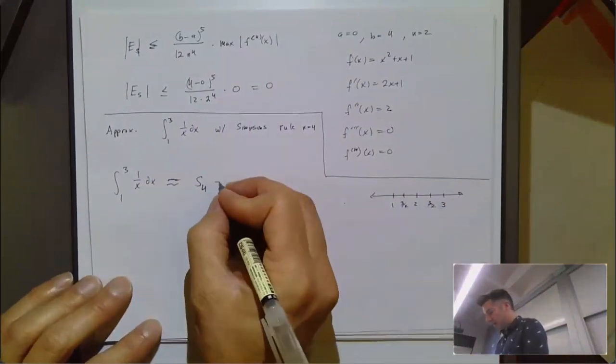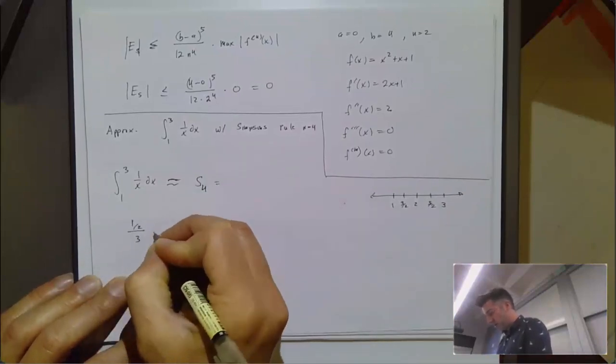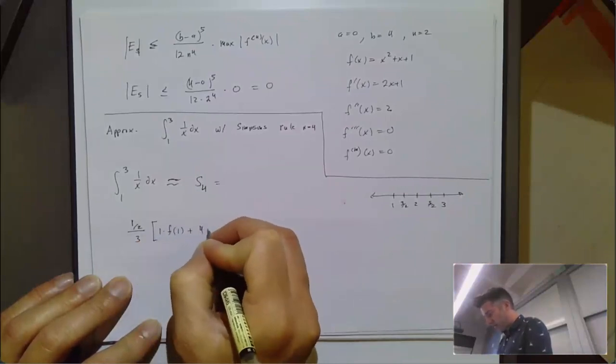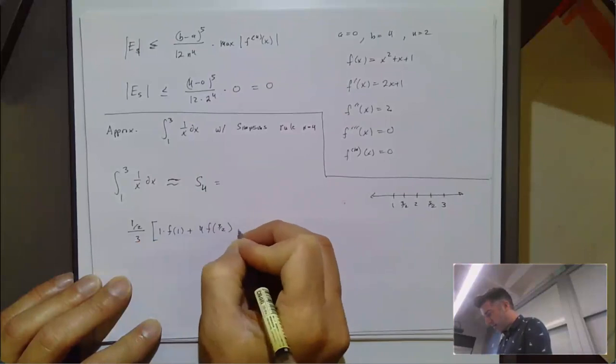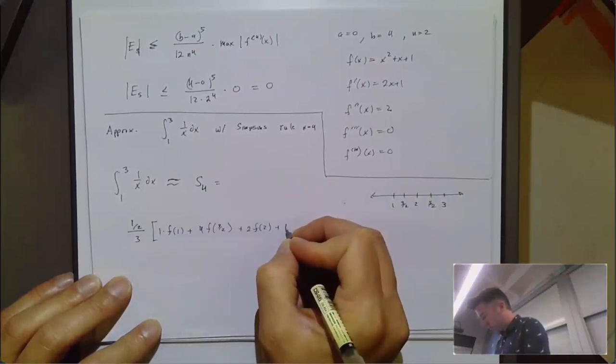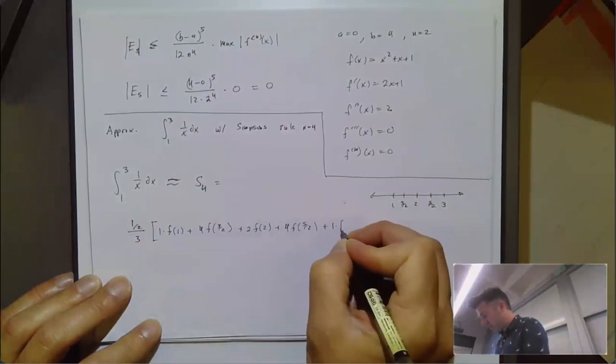So I'm going to get my delta x, which is 1 half over 3, times 1 times f of 1 plus 4 times f of 3 halves, plus 2 times f of 2, plus 4 times f of 5 halves, plus 1 times f of 3.